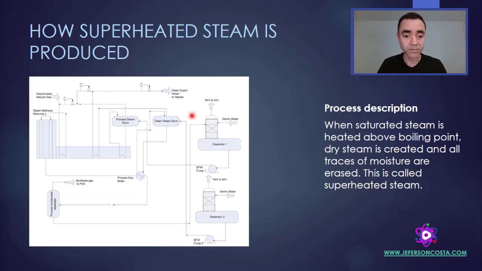This is focused on the steam side, but it also shows the steam methane reformer. To produce the superheated steam, I need to know what superheated steam is. By definition, superheated steam is steam above the saturated conditions. So when I have the water going to my boiler or to my steam drum here, we can see that it's possible to produce saturated steam because I have water inside here.